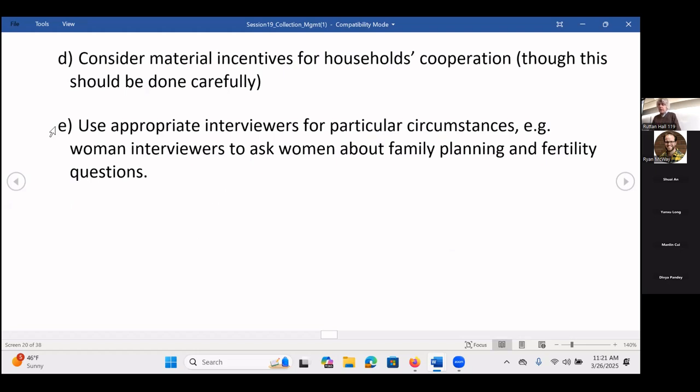Considering giving incentives to households to cooperate, that's a big, difficult thing to decide. I don't have a strong opinion either way. And then sometimes in some countries, you need to have appropriate interviewers, like maybe only women can interview women, especially if you're asking about fertility questions and things like this, or domestic violence. So they need special training in some circumstances for certain topics.